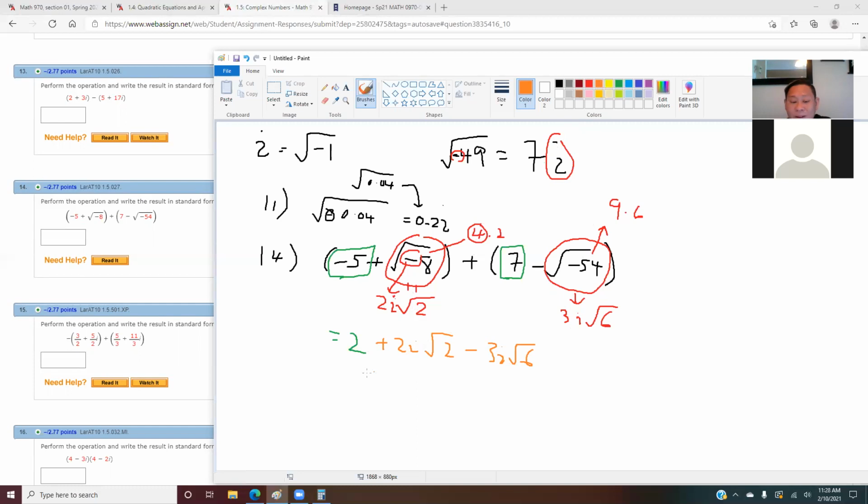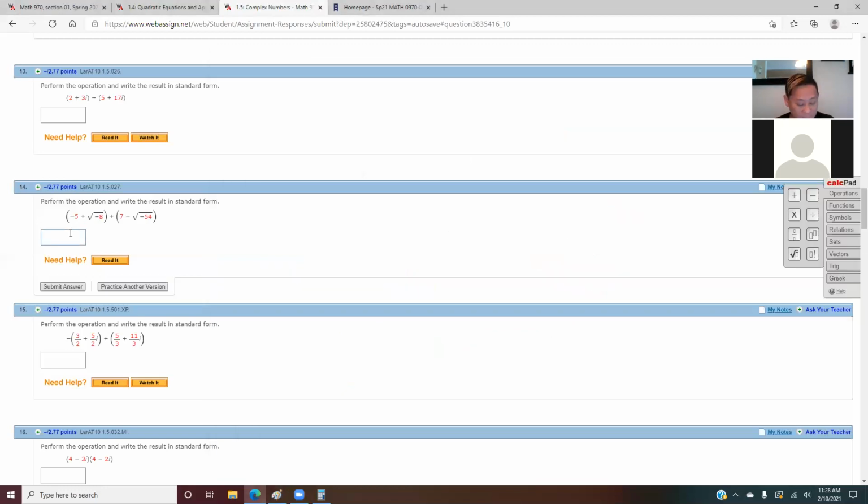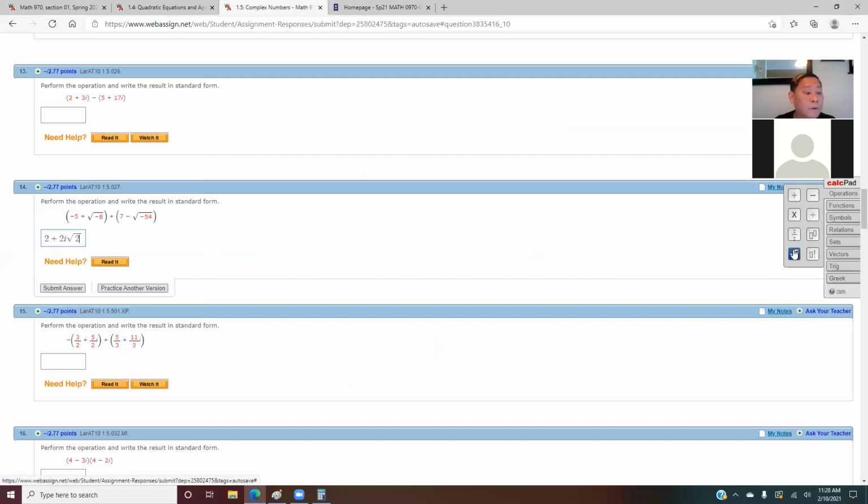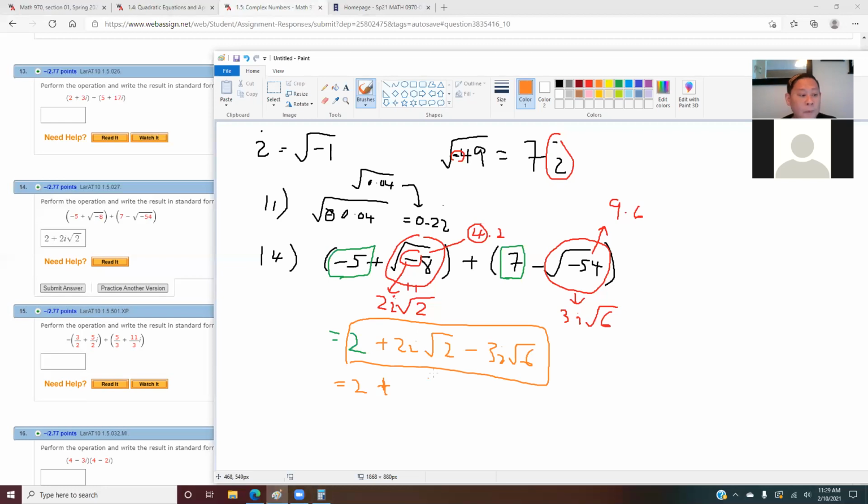Okay, so these two are not like terms. And because these two have an i term to it, you can factor the i out. I don't know. For me, this is the answer. I'm going to try and see if that works or not. I don't know if you need to factor the i form or not. Let me see. 2i square root of 2 minus 3i root 6.